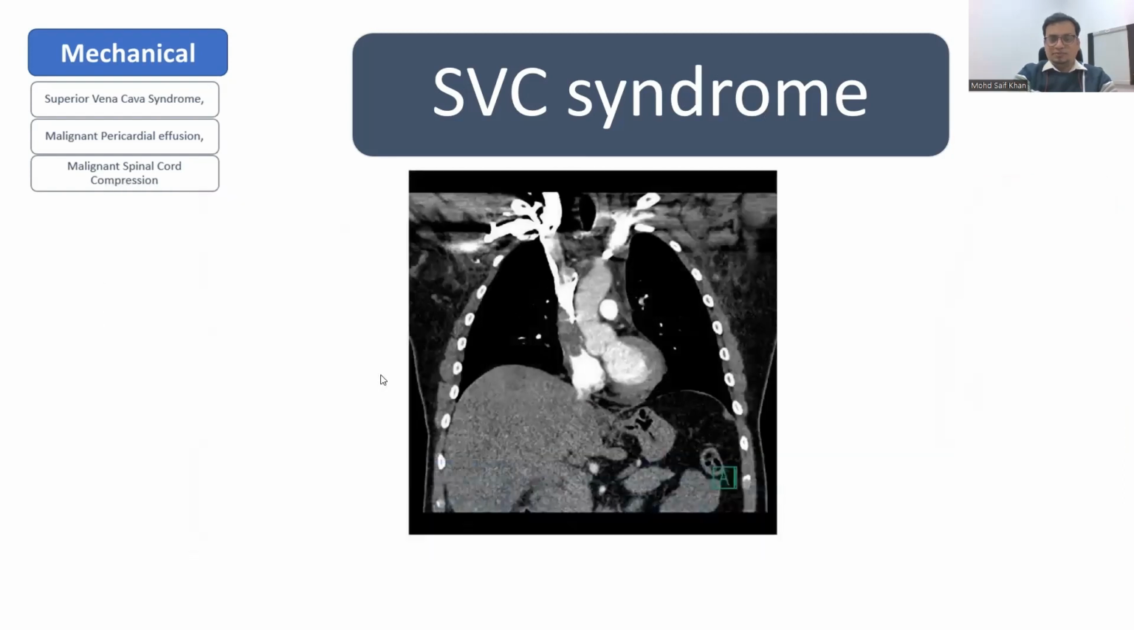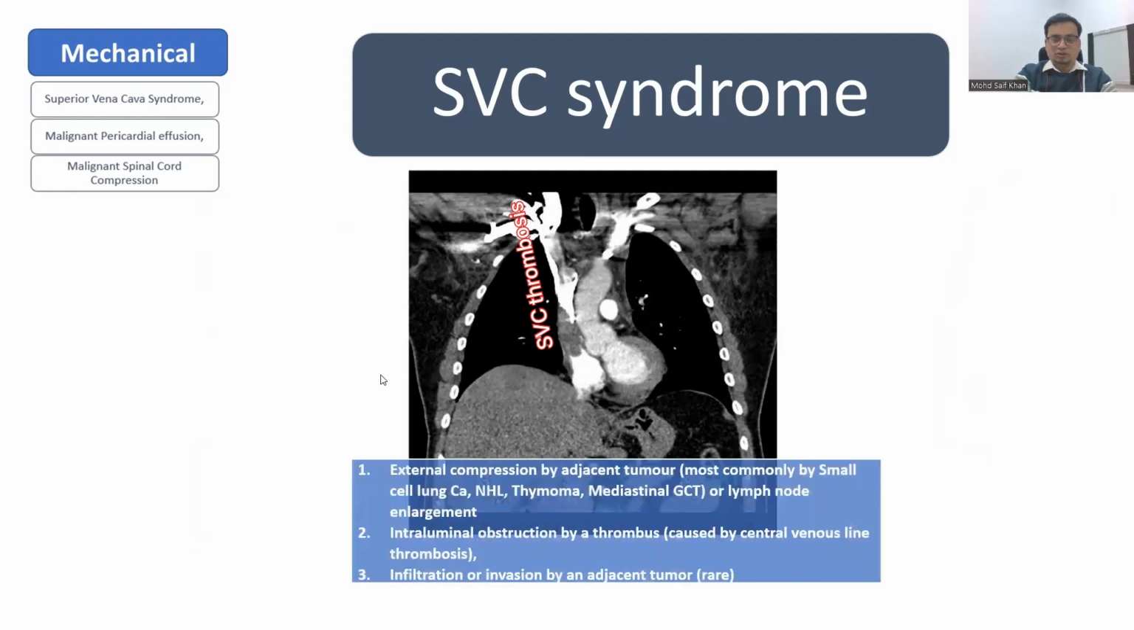Many a times, especially in cancer patients, intraluminal obstruction of the SVC may occur, which is usually caused by a long-term catheter like a Hickman catheter, and that can induce thrombosis and result in SVC syndrome. So this is the second most common cause of SVC syndrome, the intraluminal obstruction. And the third common cause, which is quite rare, is the infiltration or invasion by an adjacent tumor.